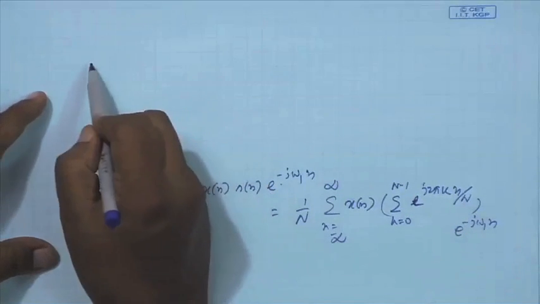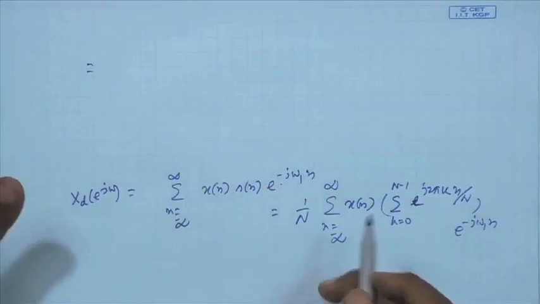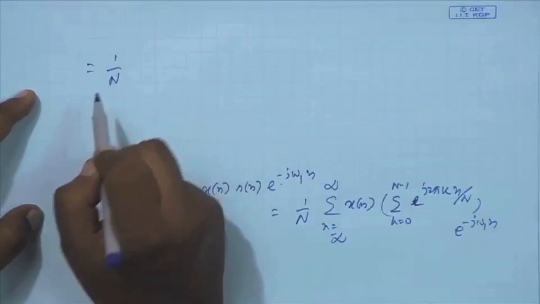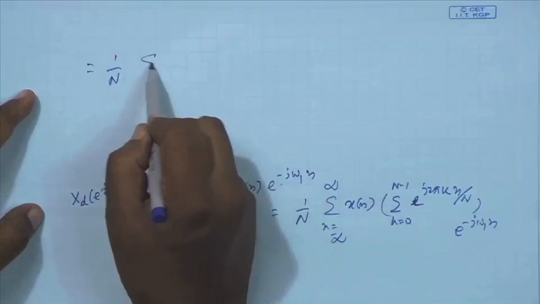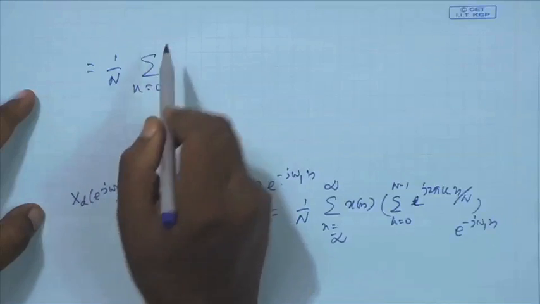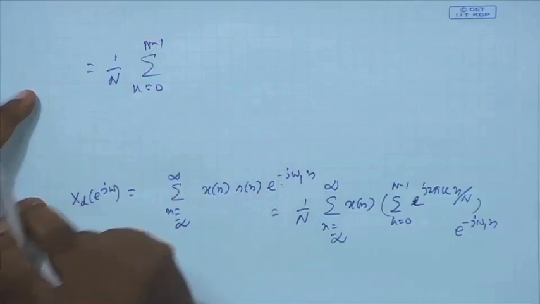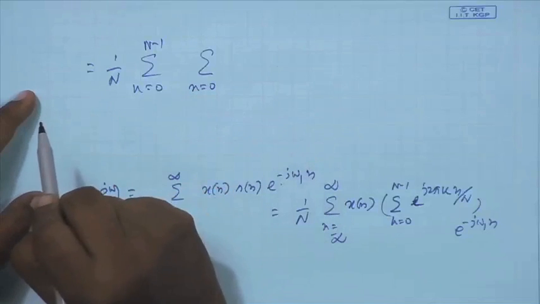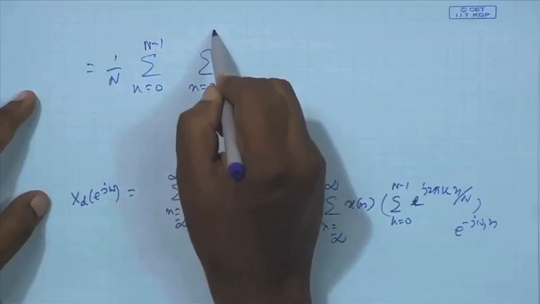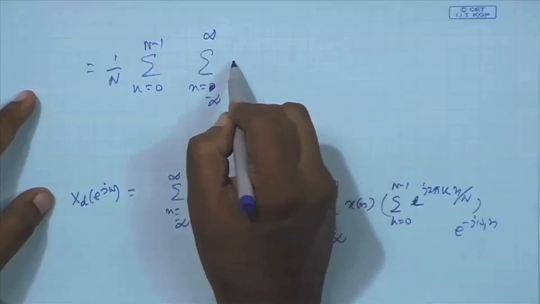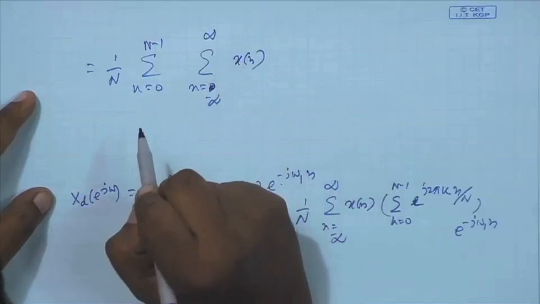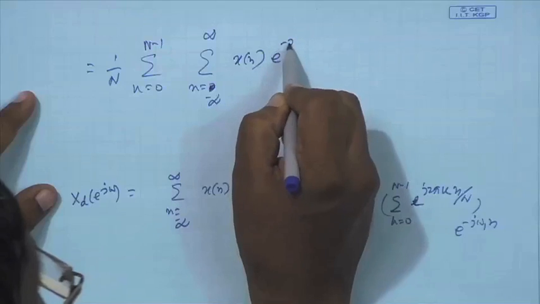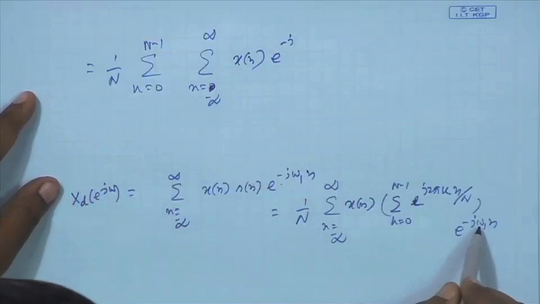And now, this we can simplify. Whenever there is a double summation, next step is to interchange the two summations. So, this summation over k will go out, n from minus infinity to infinity, x n e to the power minus j, now omega 1 I replace by omega by m.